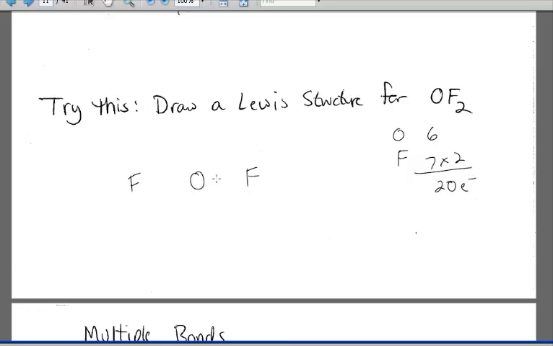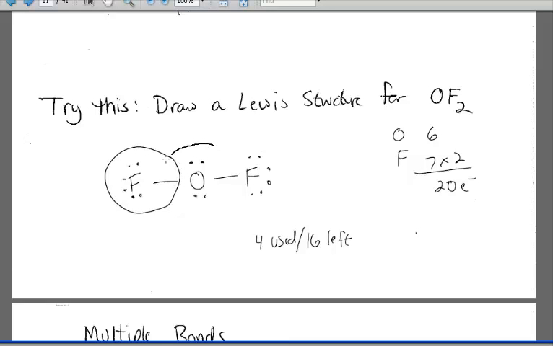electrons. All right, so first we'll use 2 to make each bond. So we've used 4, and we have 16 left. And now we will place the rest around to make octets. Fluorine now has 1. Oxygen now has 1. And the other fluorine now has 1. And again, I'll show you the octets. One for fluorine, one for oxygen, one for the other fluorine, all octets.